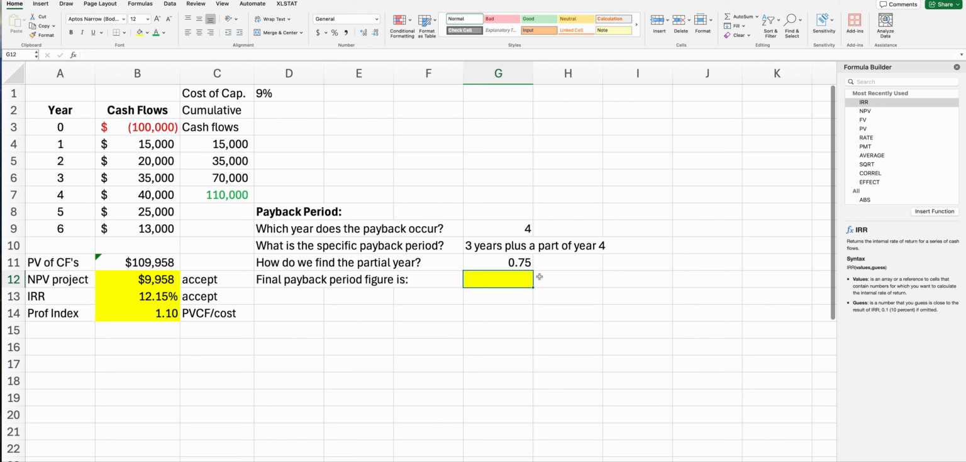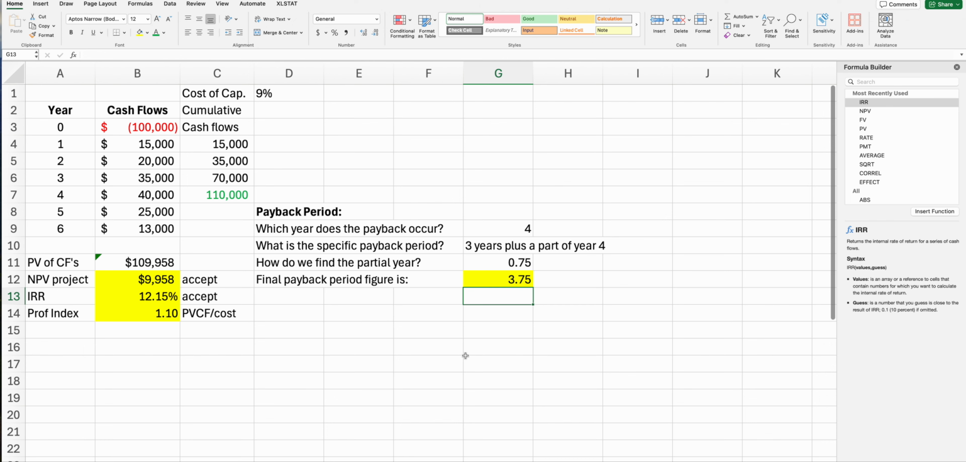So the partial year, how much do we need of year 4? Well, we need 3/4 of year 4's cash flow to exactly pay back the $100,000 cost. So what is that final payback period figure? Well, it's going to be the 3 full years of cash flow plus that partial year of cash flow. So the answer in this case is 3.75.